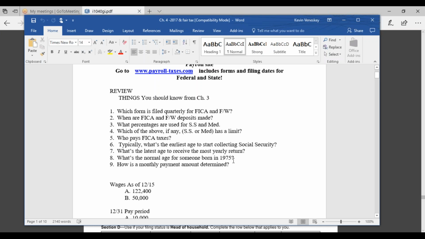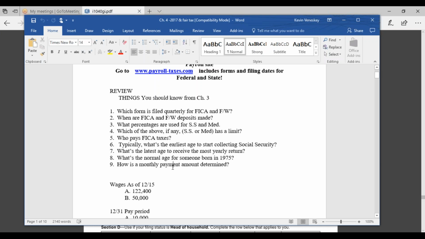What is the normal age for somebody born in 1975? That would be 67 years old that you have to be before you can start getting 100% of Social Security. Now remember, Medicare is still at 65, but for Social Security it has bumped up to 67 for you to get the full benefit. How is a monthly payment amount determined?